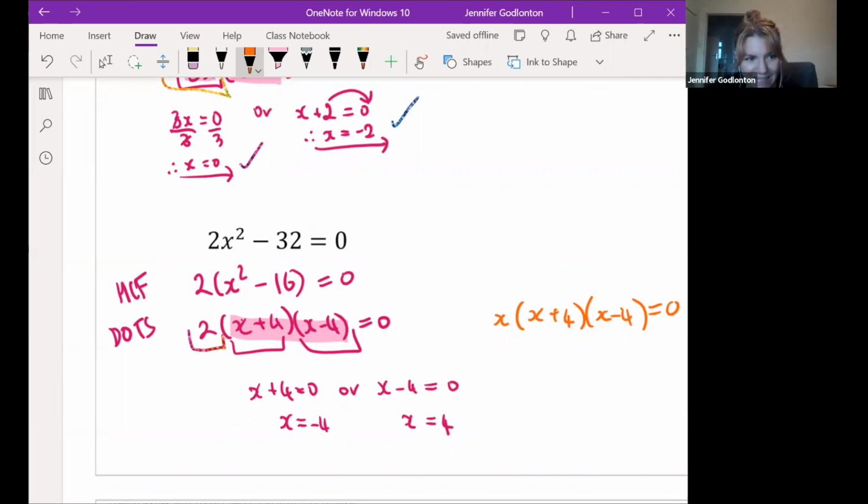Good. Yes. Nice. In this case, because it's an x and it's not a number, it's the same as what we did in the previous question. So here we would say x equals 0, x equals -4, or x equals 4, because it's an x and not a number. So just keep that in mind because there's a distinction between those.